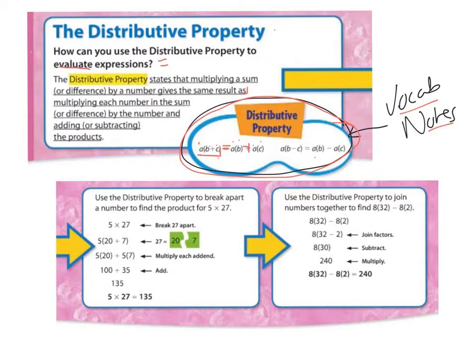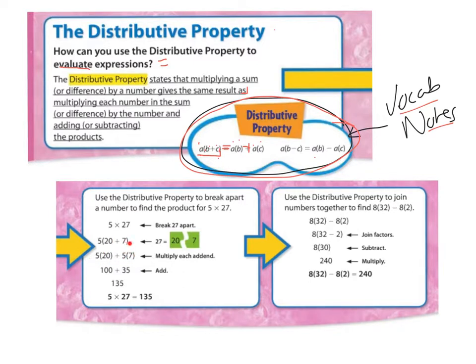I'm thinking, why did they break that apart? Well, it's easier to multiply 5 times 20 than it is to multiply 5 times 27. Mr. C can do 5 times 20 in his head, and I'm sure that you can too. But 5 times 27 is a little harder in my head. So first we're going to break it apart. 5 times 20 and then 5 times 7. See, they broke it up right here.